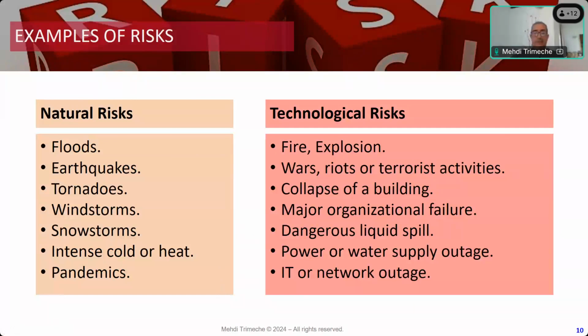For the technological risks, so for example, fire or explosion, wars, riots or terrorist activities, collapse of a building, major organizational failure, even internally or managerial failure, dangerous liquid spill, especially for the occupational health and safety and for the environmental risks in general, power or water supply outage, IT or network outage, and all of these risks are potential and can happen by one or sometimes we can have three or more risks happening simultaneously.